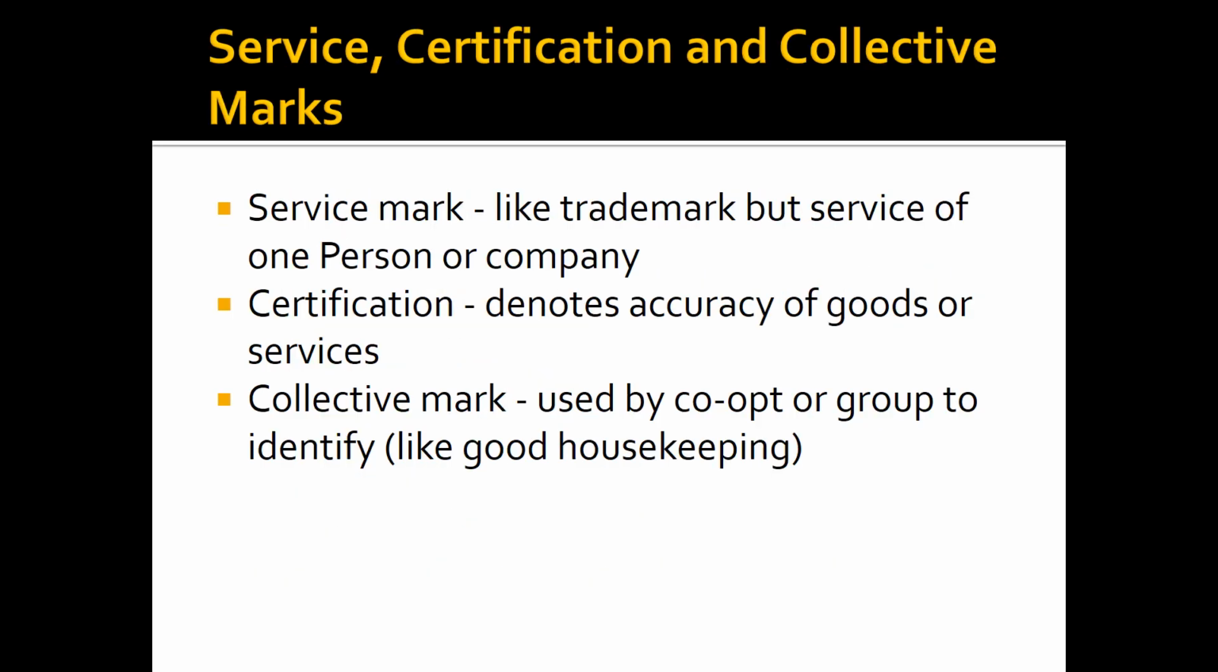All right. Service marks are like trademarks, but they're for the service of a good. Certification denotes the accuracy of goods, like UL, Underwriters Laboratory. Collective marks are used by co-ops or groups to identify things like Good Housekeeping. All of these can be used not directly for products, but sometimes for services or a guarantee of content.